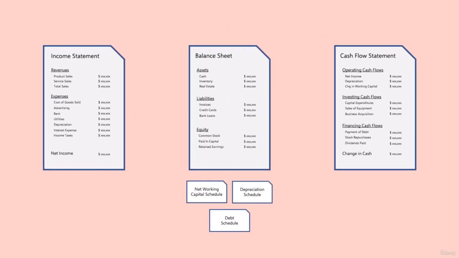Now, each statement is interconnected to the others in several ways. So for example, net income from the income statement feeds into retained earnings on the balance sheet, and it also ties into the cash flow statement under operating cash flows.